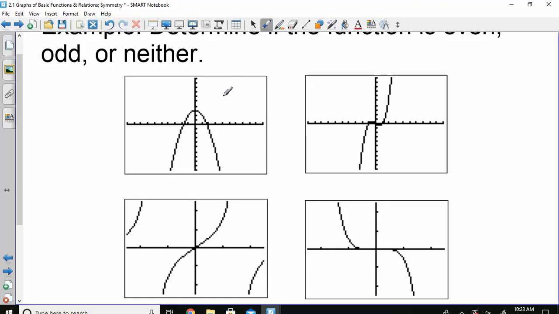So what kind of symmetry does this one have? If it's symmetric to the y-axis, we call that even. What kind of symmetry is this? Origin. And if it's symmetric to the origin, we call that odd. What kind of symmetry is this one? Origin, so that would be odd. This is symmetric to the... it's origin again. If you folded this over the y, it would look like that, and then if you folded it over the x, then it would overlap itself. So that one is again odd.